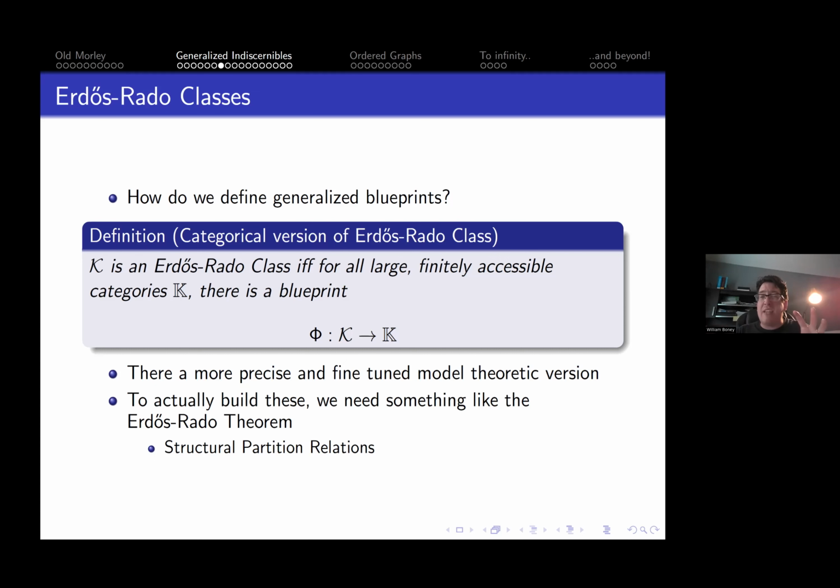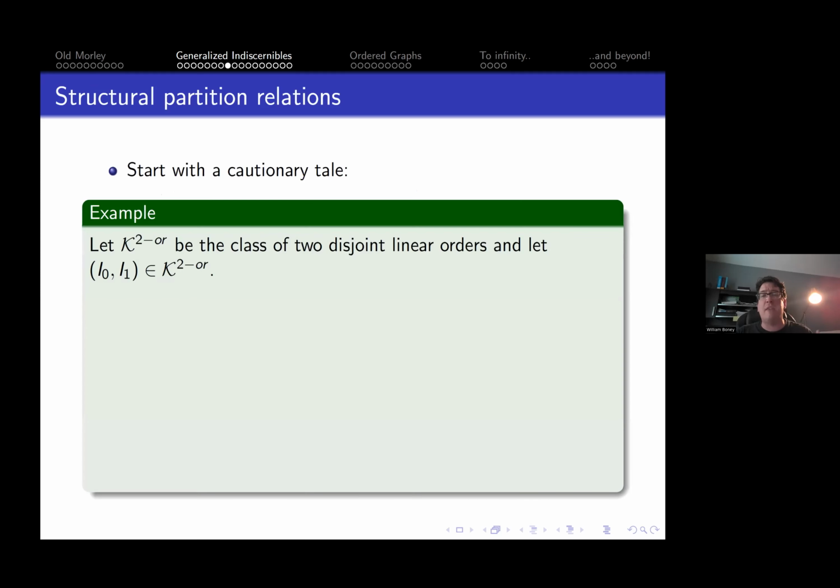But before we define exactly what that is, I want to start with a cautionary tale, where you have to be careful in how you define this. So we're going to start with maybe the first thing you think of past the class of linear orders, K2 OR, which is the class of two linear orders. Okay, so I0, I1 is in K2 OR if there's some linear order that orders them each separately. Maybe for definiteness, you say that everything in I0 is less than everything in I1. But you have this partition of your linear order.